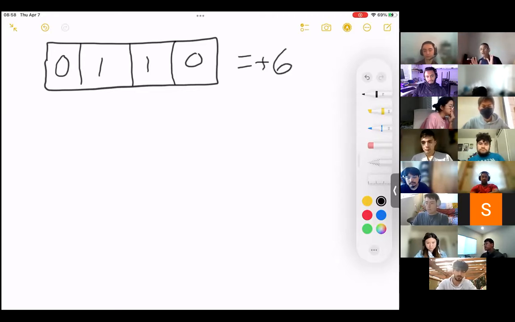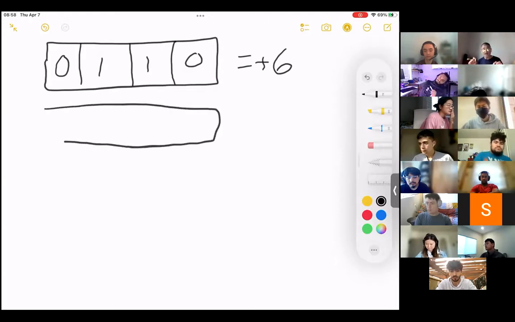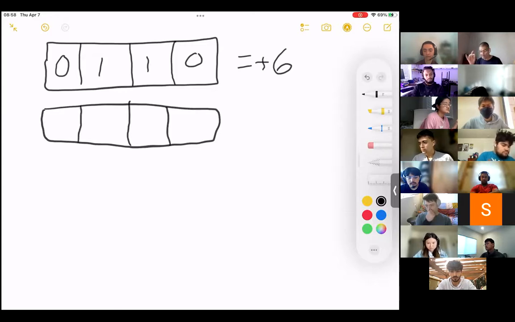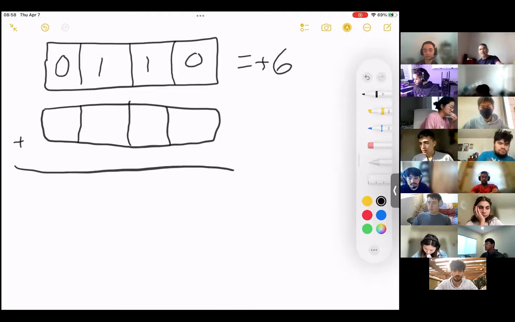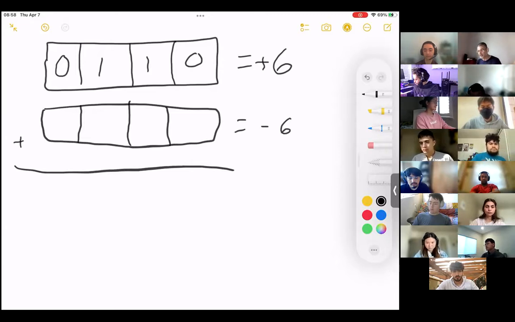Now we want to discover what -6 is going to be. We're going to do the same thing as before. Put 4 boxes underneath and label them B1, B2, B3, B4. Those are the 4 bits we want to discover. Then you can say equals -6, just like you wrote equals +6. We want to discover what goes inside those boxes.